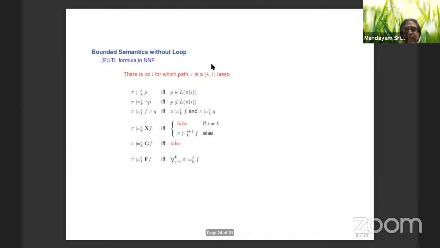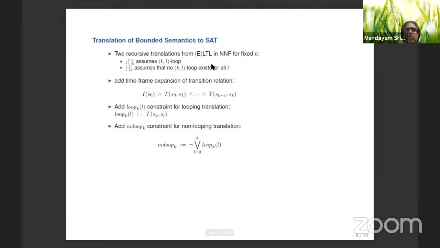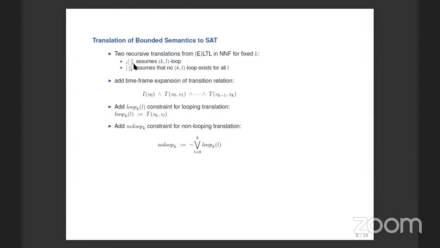So how do we then generate the formula in general, okay? The BMC formula, the translation will look like, we will see the translation in the next few slides, but I'm giving a top level view. Sir, can you go to the previous slide? Yes.